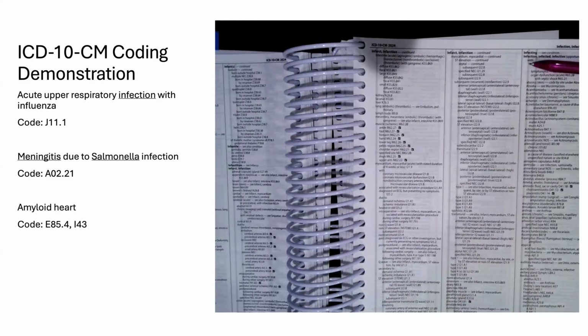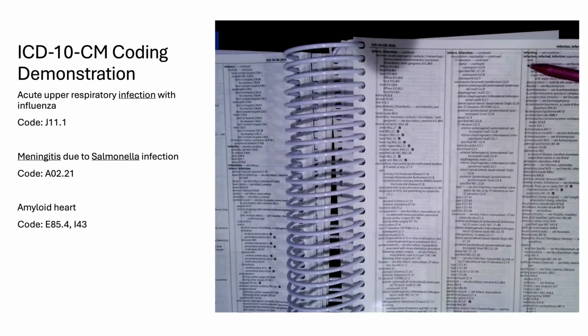And then what is indented below that is what we call a subterm. So use the bold print to help you find your main terms. So you can just jump from bold to bold to bold as you're looking through to find the actual main term. And then for subterms, they're indented under that main term.